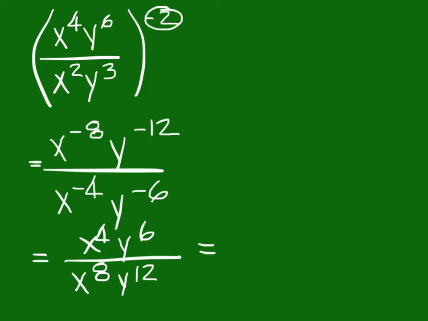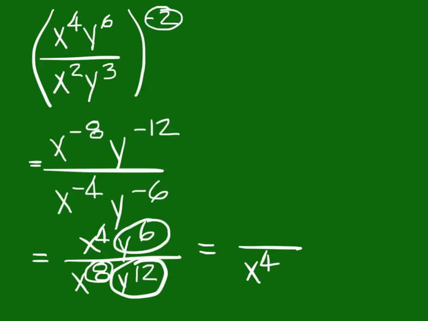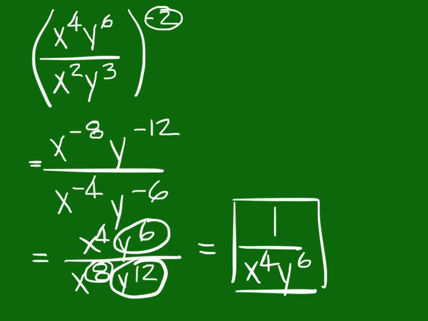Now from there it's a matter of cancelization. You're going to have to recognize that the larger exponent is on the bottom for the x, and 8 minus 4 would be 4, but that ends up on the bottom where the larger exponent was. And then the same thing with y to the 12th. Y to the 6th over y to the 12th, the larger exponent is on the bottom. 12 minus 6 would be 6. There's nothing left on the top, so that means you must put 1. 1 over x to the 4th, y to the 6th.